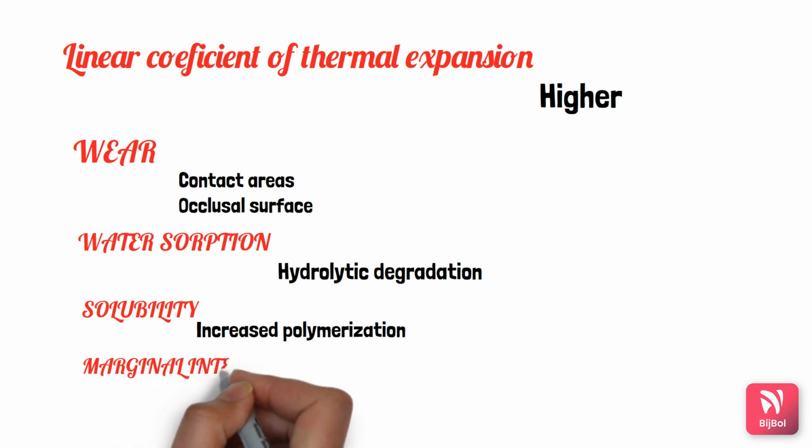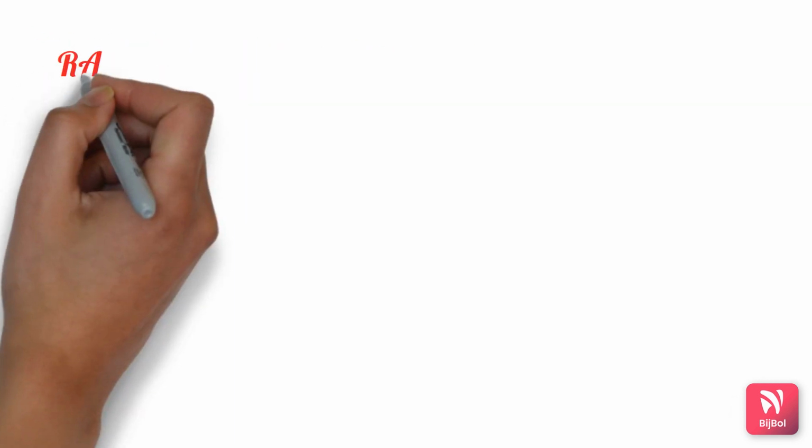Now we'll see the marginal integrity. The composite resins exhibit good marginal adaptation if margins are on the enamel and dentin. But if they are on the root surface, they do not bond well, and the marginal integrity is poor. We'll see the radio opacity now.